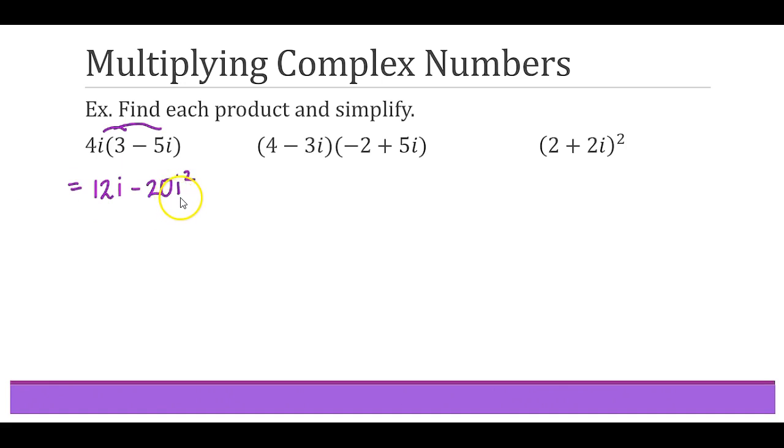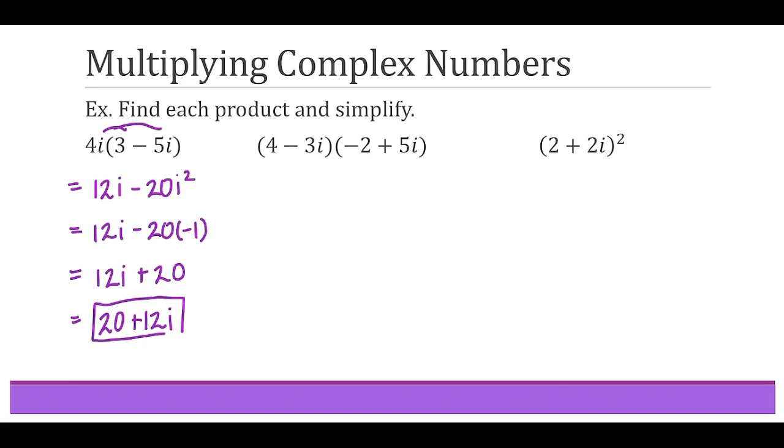And this is where we're going to remember that i in this section is considered the imaginary unit, so i squared is equal to -1. So I have 12i minus 20 times a -1. So the -20 times -1 will actually give us positive 20. So I have 12i plus 20. And I am going to go ahead and write that as 20 plus 12i. Again, we do typically write our complex numbers with the real part expressed first.